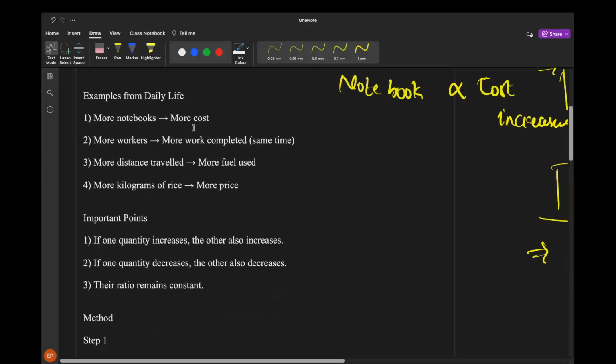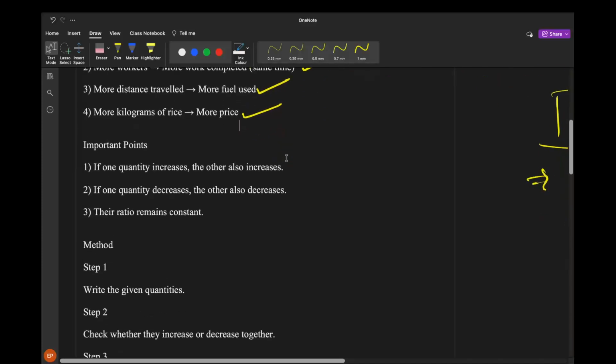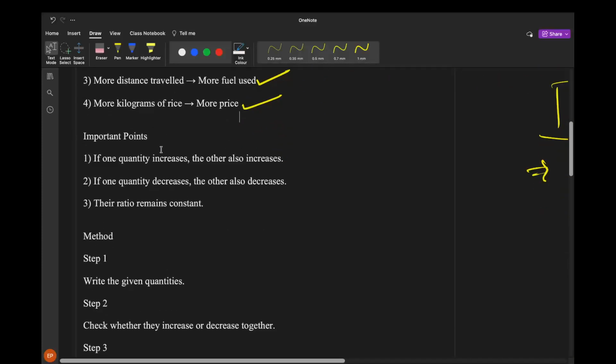Okay, more notebooks, more cost. As I showed in this example, more workers, more work completed, right? More distance traveled, more fuel used. More kilograms of rice, more price, like that. Here are some important points. If one quantity increases, the other also increases. If one quantity decreases, the other also decreases.